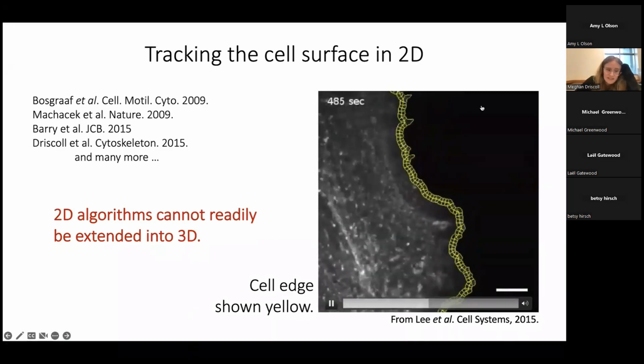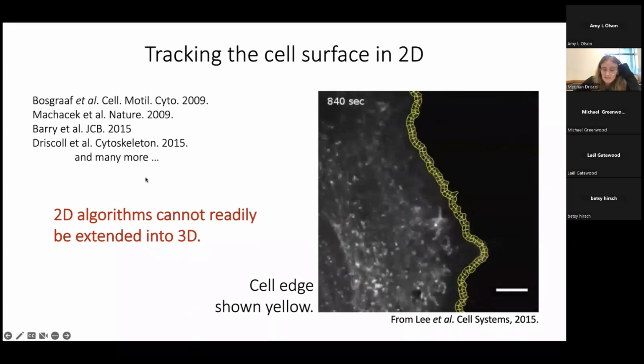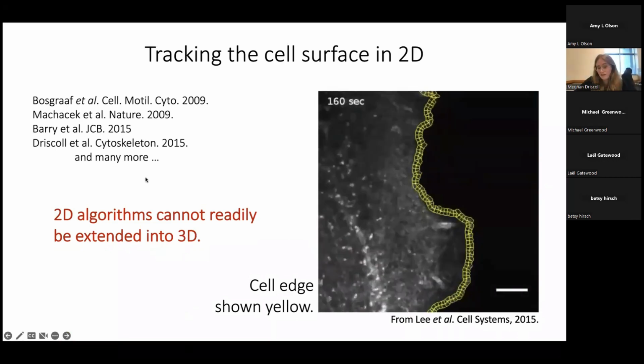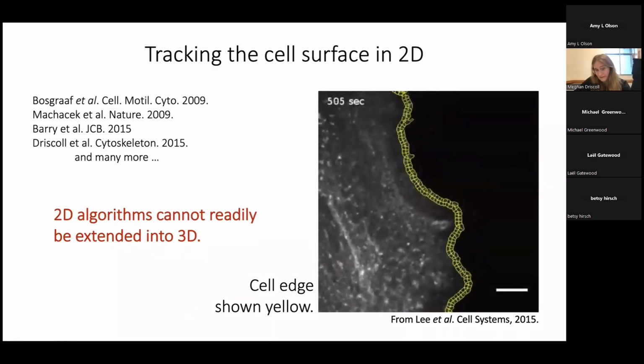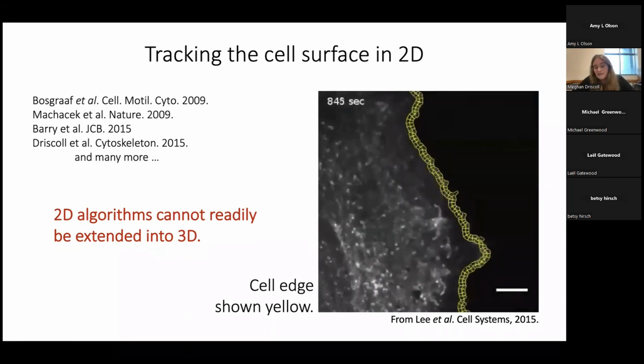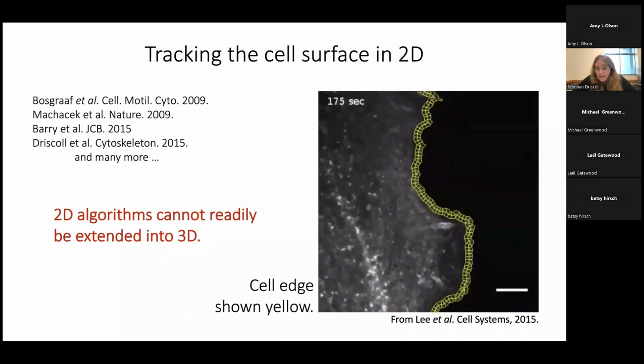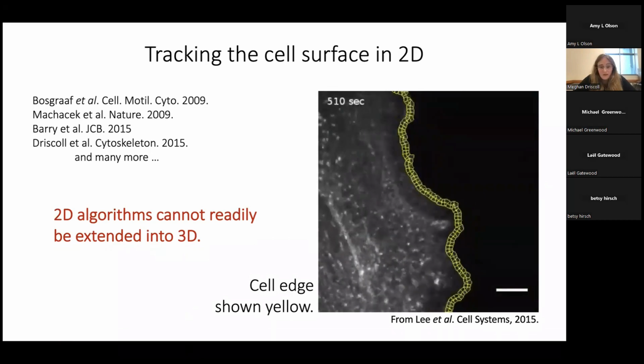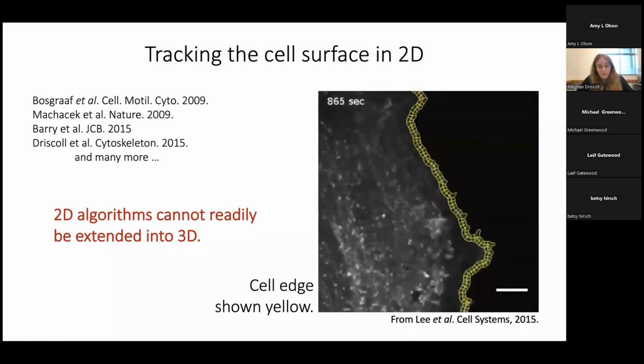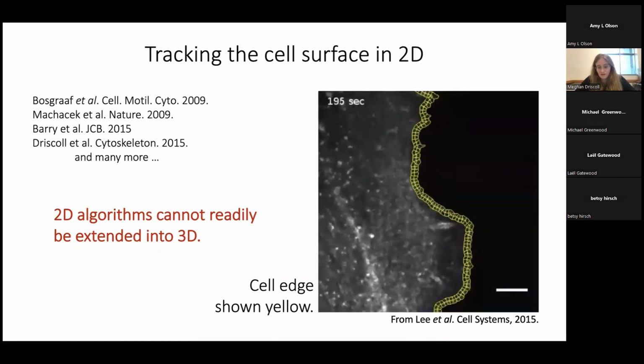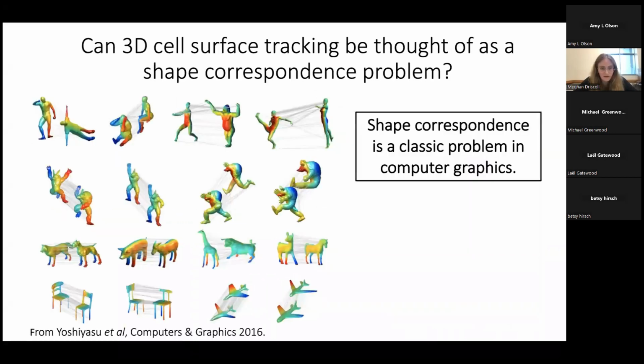But the problem is, although this has been done in many different ways for 2D, we really want to do it in 3D because cell morphology, again, is three-dimensional, and because we can't flatten cells onto a 2D surface without changing many of their properties, right? So we want to be able to track the cell edge in 3D. And to do that, I went into the computer graphics literature and asked if we could steal some algorithms from them. And there is, it turns out, a somewhat similar problem in computer graphics called shape correspondence, right?